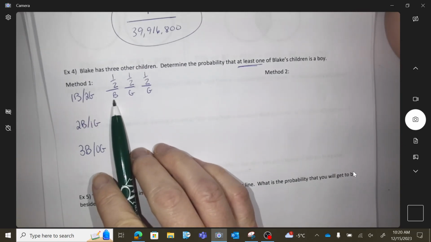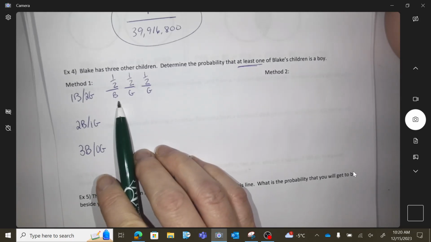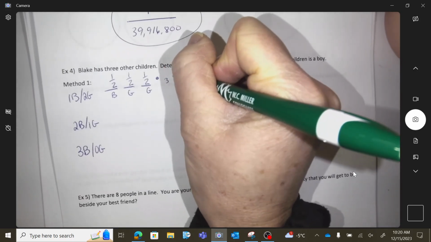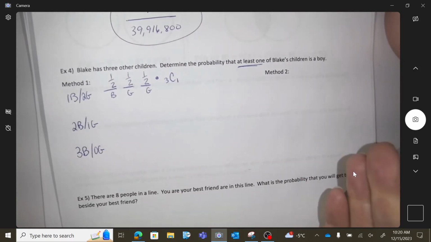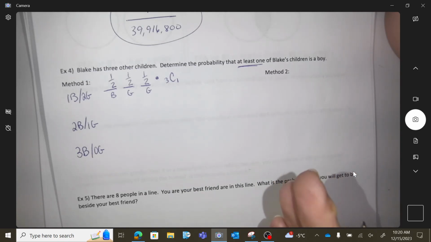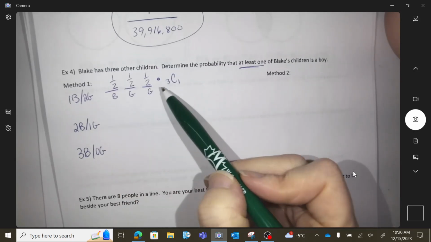I could have done the boy be the middle child, or the boy could have been the youngest child. So what am I doing? I'm timesing by 3, because I have to choose one of the positions for that boy to be in. Okay, so that is 3.